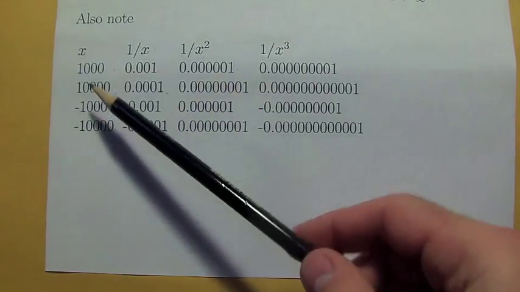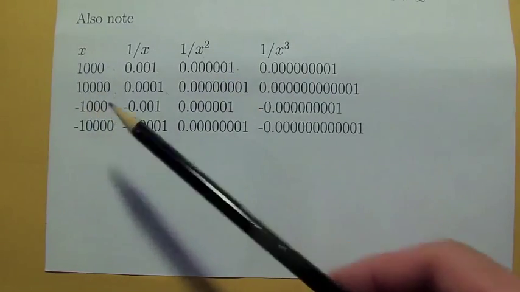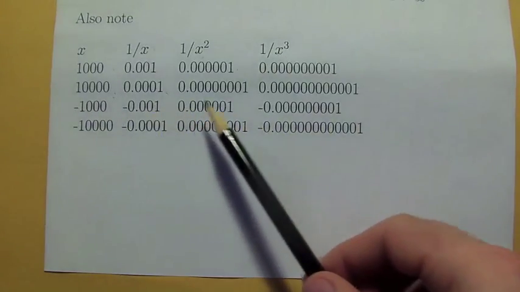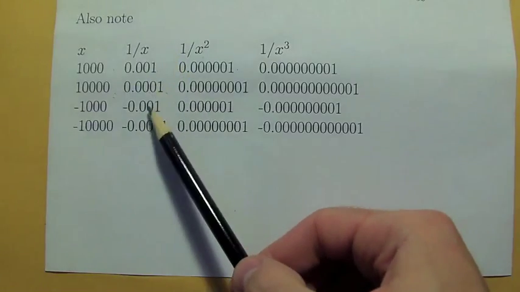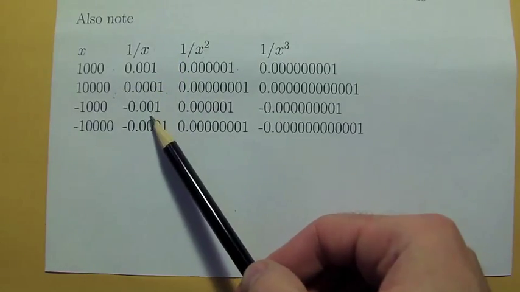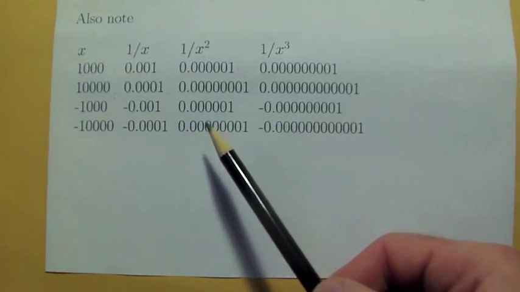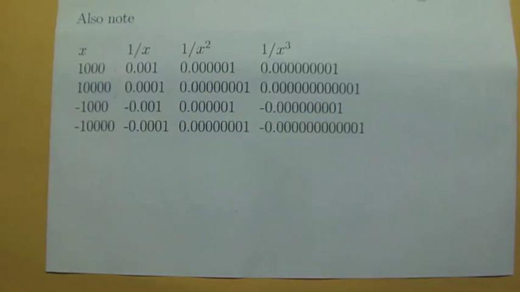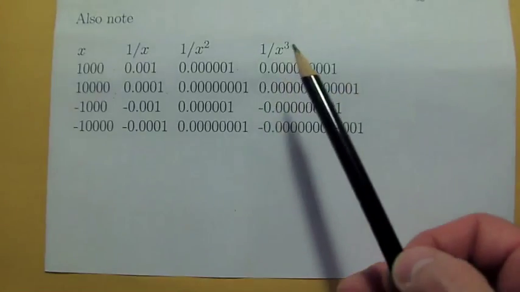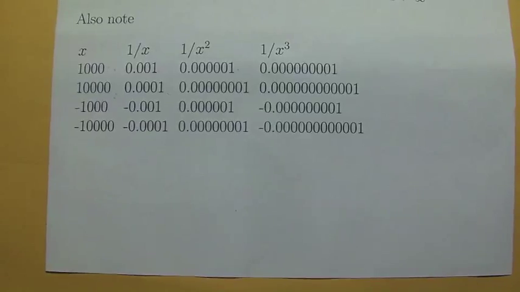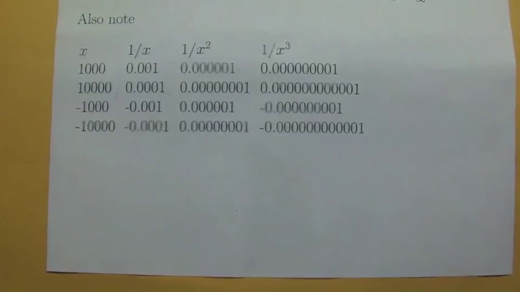And if we look at, say, negative 1,000, we're getting similar results. The only difference is that 1 over x is going to give us a negative number, whereas 1 over x squared will give us positive numbers always, because the squared will cancel out any negatives. 1 over x cubed is giving us a negative, but all these cases are still going to 0.